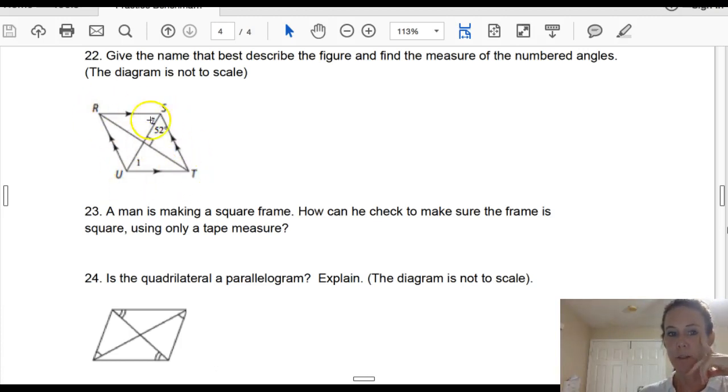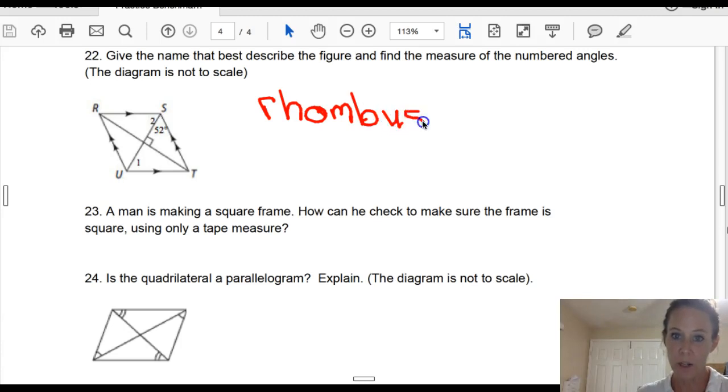Now my diagonals meet at right angles. And when that happens, it changes my parallelogram more specifically to a rhombus. So now that I know this is a rhombus, I have to write it so slow or it won't look good. Okay, now that I know it's a rhombus, I can use the properties of a rhombus.